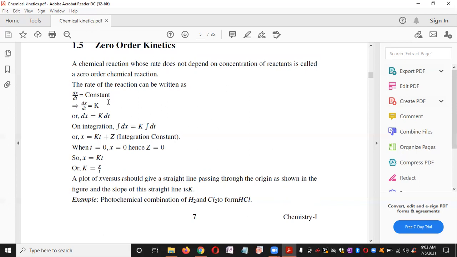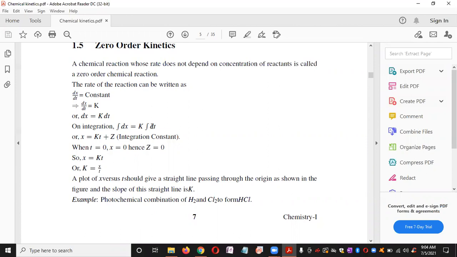For a zero order reaction, the rate can be written as dx by dt, that is, the rate of reaction is directly proportional to k into A power 0. A power 0 is 1, so k into 1 is k. Therefore dx by dt is equal to k. If you cross multiply, it becomes dx is equal to k into dt. Now if you integrate dx, the integration sign and d get cancelled, and here also the integration sign and d get cancelled.